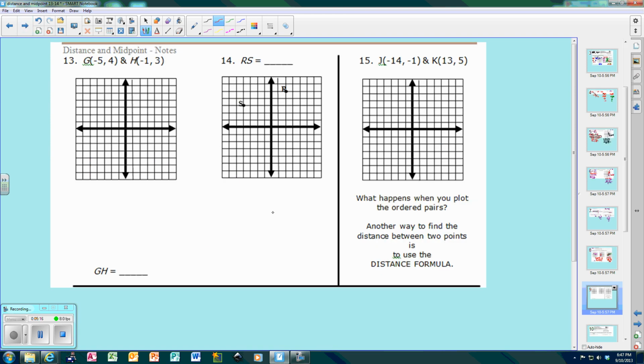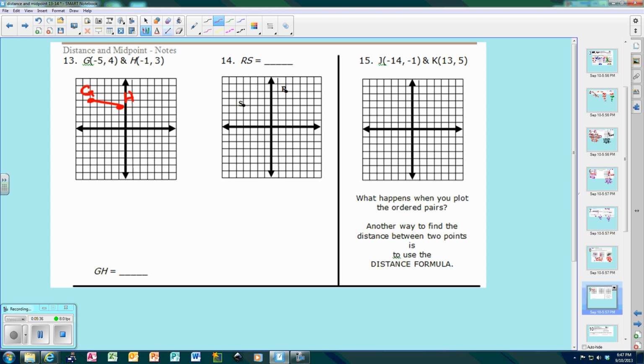Let's try it again, and let's see what happens. So negative 5, 4. 1, 2, 3, 4, 5. 1, 2, 3, 4. So there is point G. And negative 1, 3. So negative 1, 1, 2, 3. So there's point H.